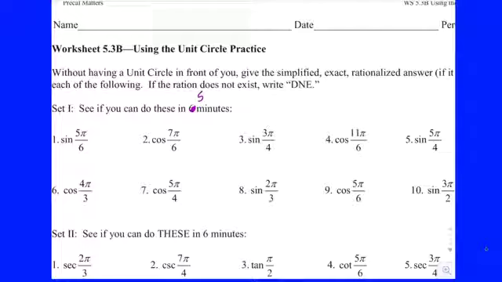The rest of the page is the same stuff, except notice starting on set 2, it includes all 6 trig functions. And then the time ratchets down. You have fewer and fewer minutes to do it. The fastest we're going to do it is 3 minutes. All six trig functions, 10 of them, 3 minutes.